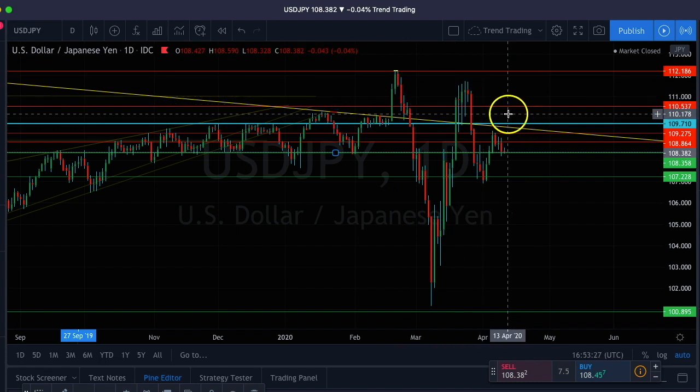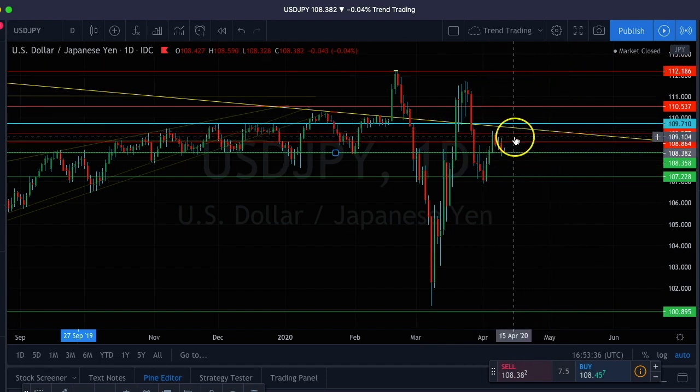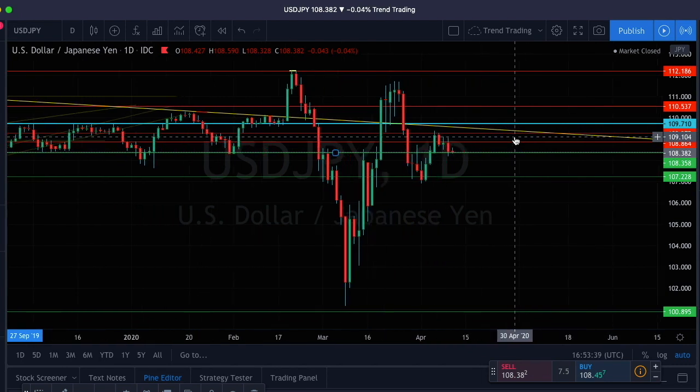If that happens for the third time, right, and we do get above 112, then it's off to the races. Until then, though, you have to have a bearish bias here on the US dollar, Japanese yen.